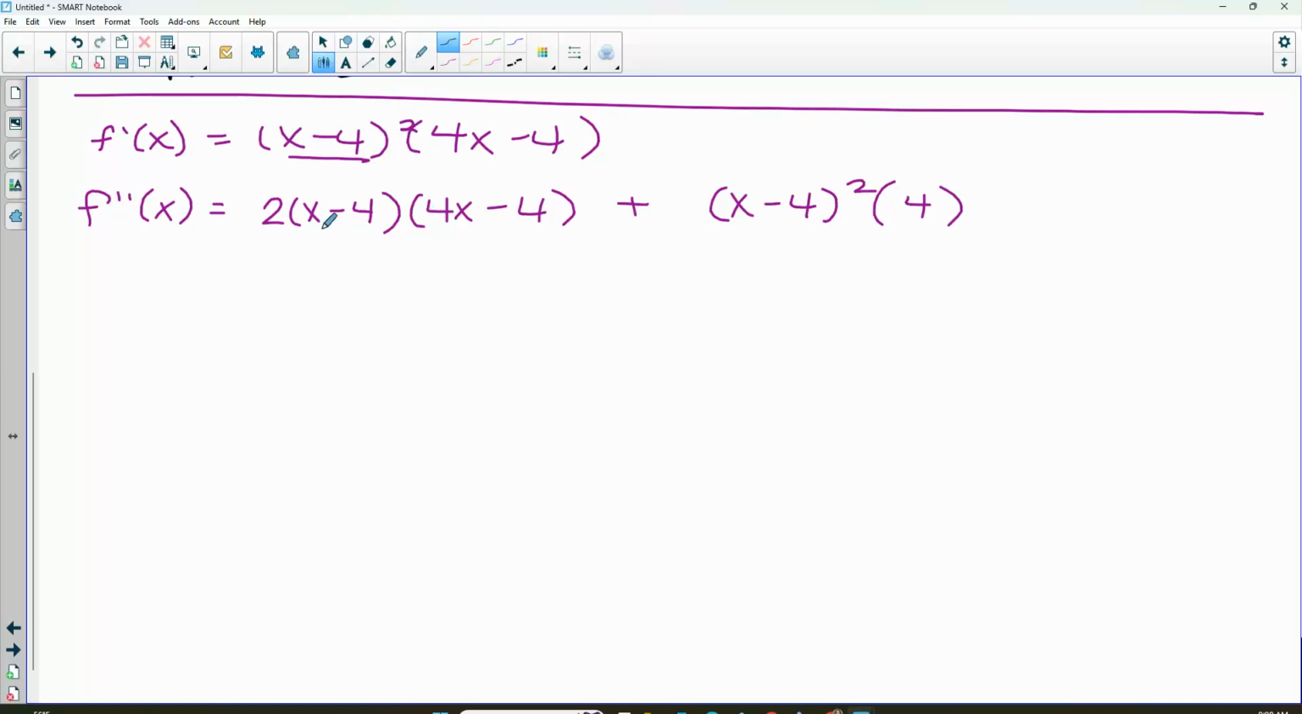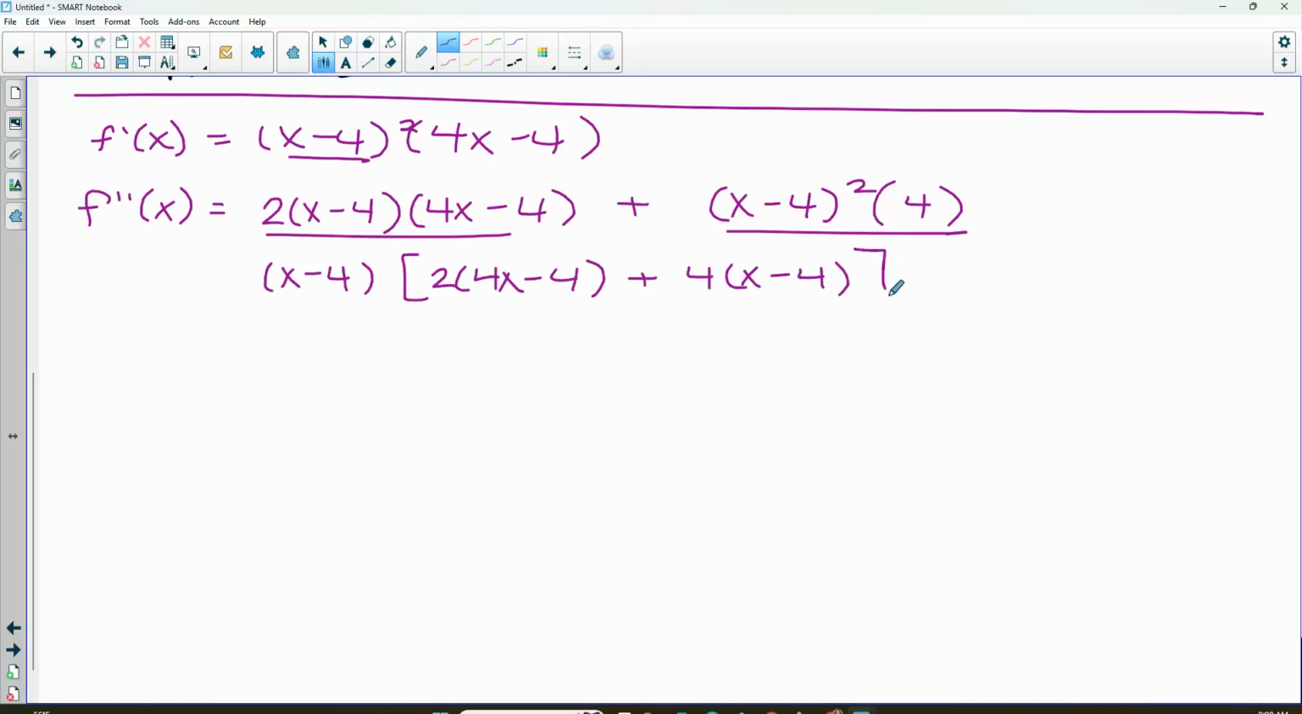All right, 2 terms, what do they both have? So if I take that out, then I have 2 times 4x minus 4 plus 4 times x minus 4. So this will give me an 8x plus a 4x, so 12x. Negative 8 minus 16 is negative 24. So maybe just a little bit nicer to do it that way, because now we can easily see inflection points.